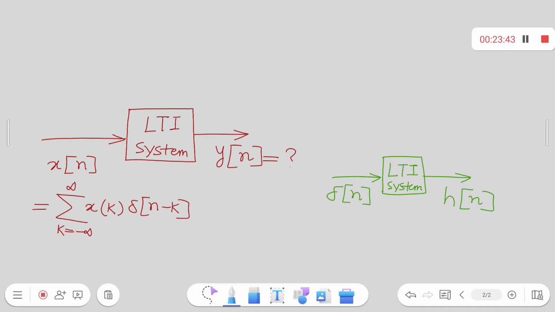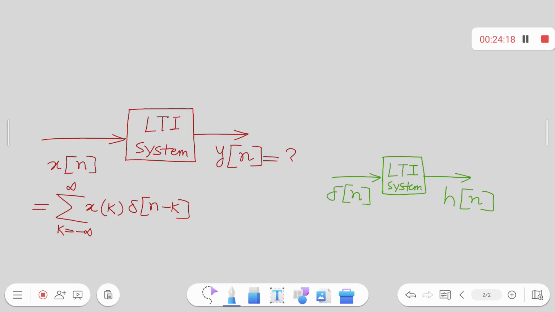Delta n minus k gives you the notion of shifting, right? X of k multiplied with delta n minus k gives you the notion of homogeneity. And then the summation sign outside gives you the notion of additivity. And you know that the system is an LTI system. That means the system is additive, homogeneous, and time invariant. You know that if delta n is my input, h of n is my output, because you have already performed that experiment.